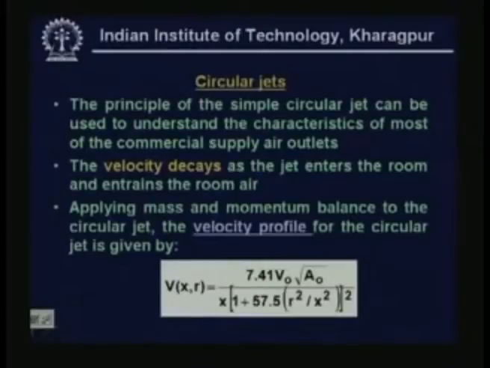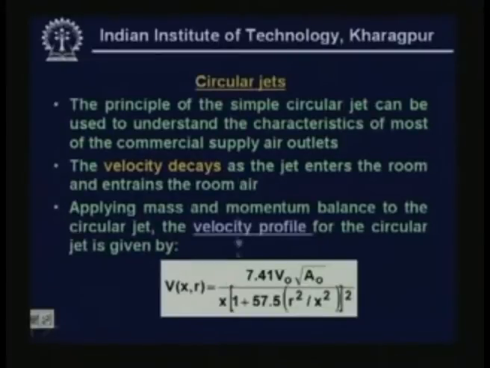Applying mass and momentum balance to the circular jet, the velocity profile for the circular jet is given by this equation. V at x and r is the velocity of air at any point defined by the coordinate system x and r, and that is equal to 7.41 v naught squared multiplied by the square root of a naught divided by x, multiplied by 1 plus 57.5 times r squared by x squared, whole squared. This is how the velocity profile is defined.